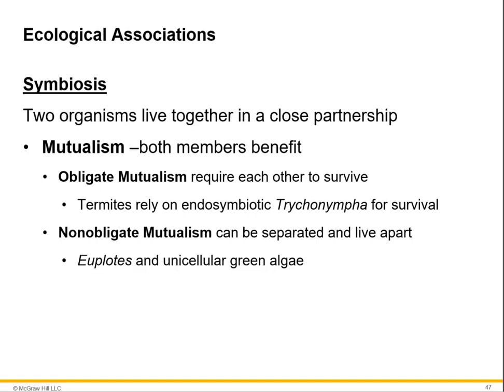Okay, our symbiotic relationships. Let's start with mutualism. This is where both members benefit in the relationship. There's obligate mutualism. These guys require one another to survive. Then there's non-obligate mutualism. These guys can be separated and they can live apart. And for obligates, we'll talk about how termites rely on trichonympha. And for non-obligates, we'll talk about how Euploides helps out unicellular green algae.